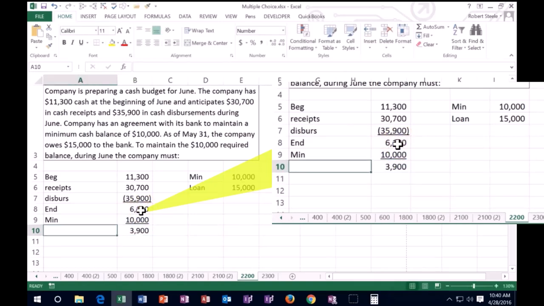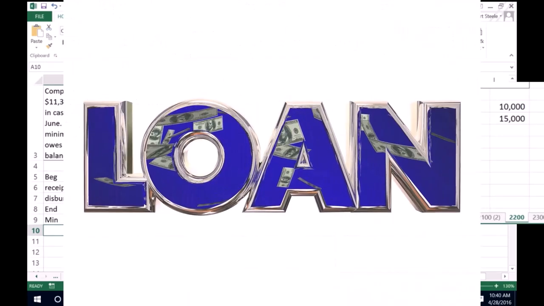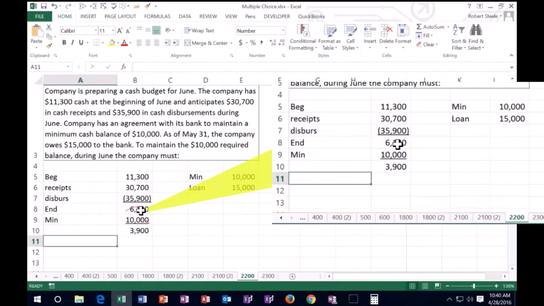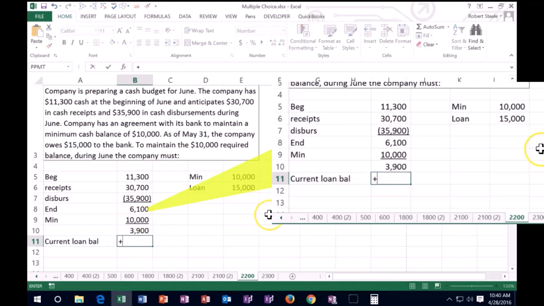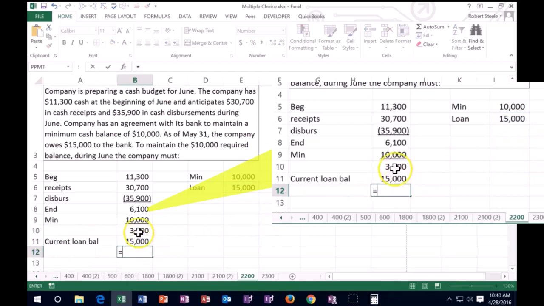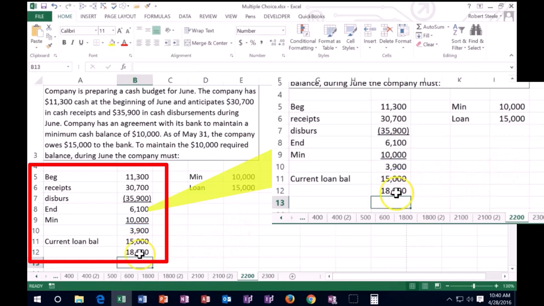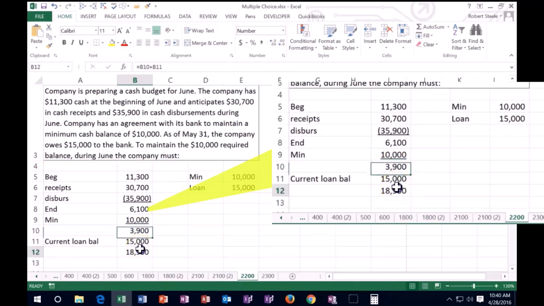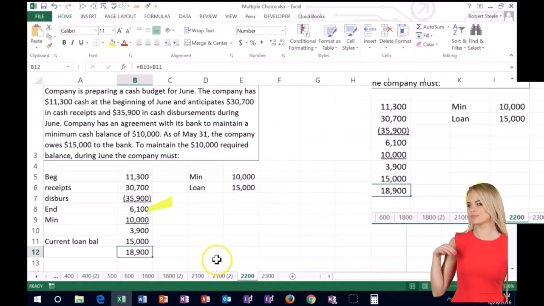So what's going to be in the answers when we look at a multiple choice question? We're going to have to get a loan. We're going to have to increase the loan by this 3,900. What's that going to do to our total loan? Because the current loan balance happens to be this 15,000. So it's going to increase it by the 3,900. So the answer key could say we need to increase the loan by 3,900. Another variation of this problem might ask what's going to be the loan balance after this month is over? And that would be 18,900.